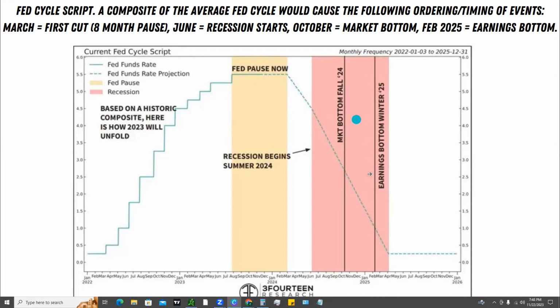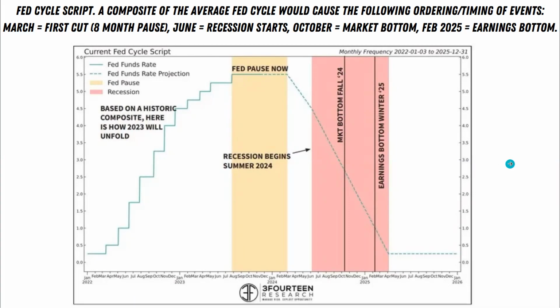Now, earnings typically tend to bottom before... So, we'll see how that ends up playing out in terms of the market bottom and the whole earnings bottom and things like that. Or I'm sorry, rather stocks tend to bottom before earnings. So that's why you see this right here in front. But it's going to be pretty interesting to see how things play out.